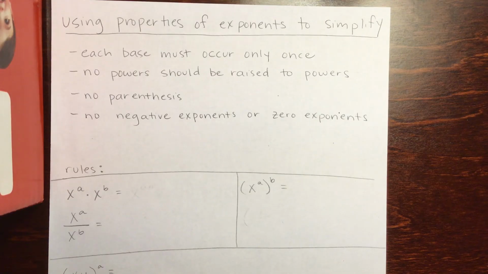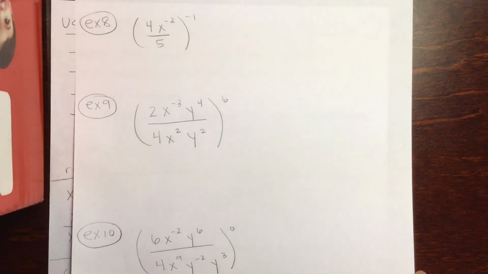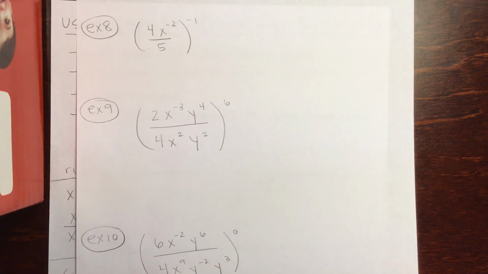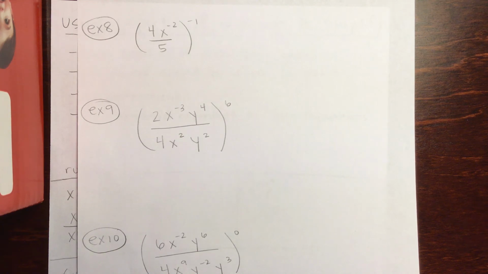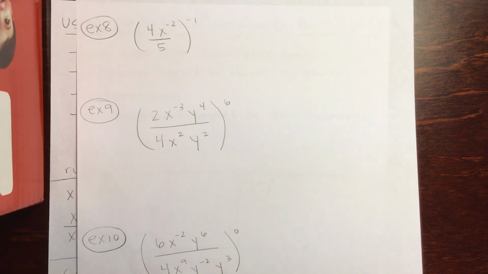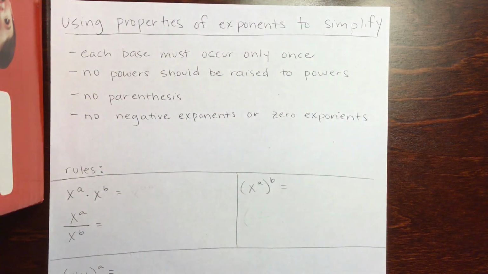We're going to talk about using properties of exponents to simplify an expression. So what that really means is we're going to take something like this that looks really messy with multiple numbers, multiple x's, lots of different exponents, and simplify it or make it look a lot more basic, not quite as complicated. How do we do that?